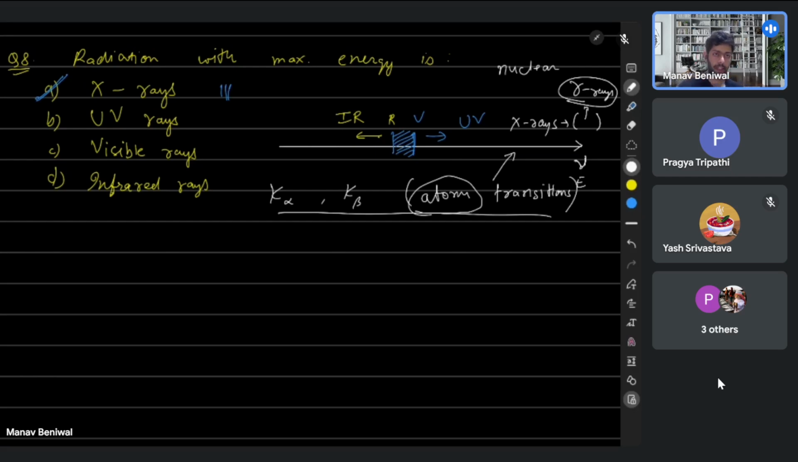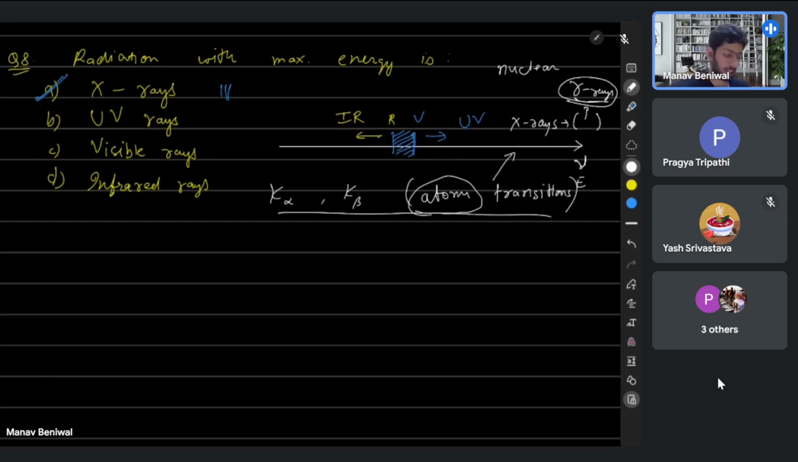So as Pragya said correctly, you get these when you have decays, such as in nuclear bombs. In a nuclear bomb you get such kinds of decays, and then you get nuclear radiations, which are very high energy radiations, and these are gamma rays.